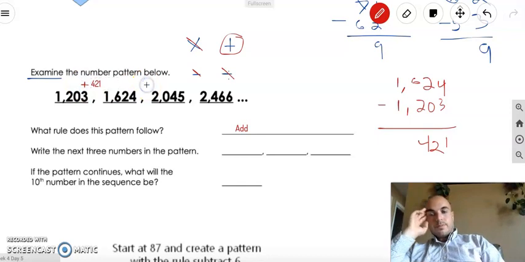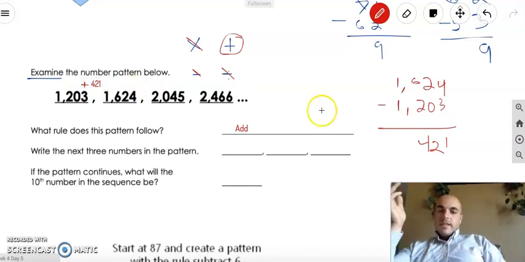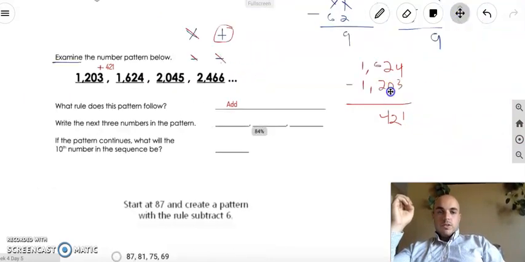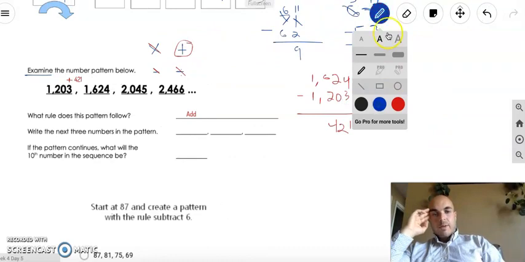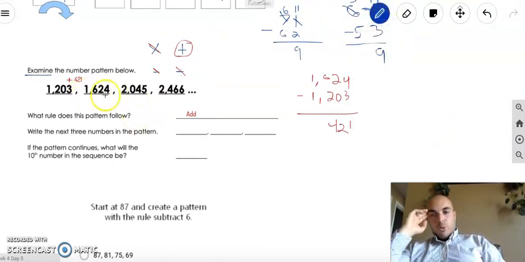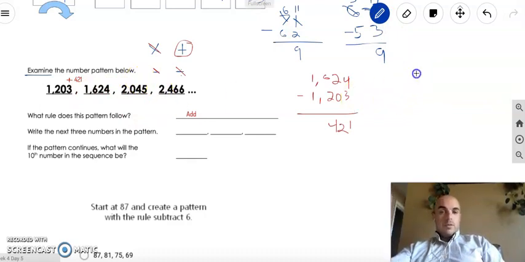Okay, so far I think I'm adding 421. Let's see if that's the case. So let's take 421. I'm going to zoom out just a bit here so you have some more room to work. And I'll switch back to my blue marker. I'm going to add 421 to 1,624 and see if I get 2,045. So 1,624, let's add 421.